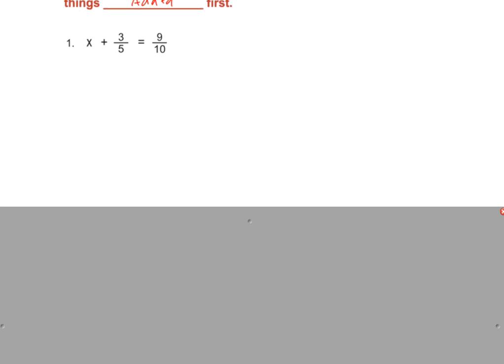So if we wanted to isolate the variable, what would we move? Somebody raise your hand. What would we move? Christina? Okay, we would move the 3/5. So how would you move the 3/5? We would add its opposite to both sides. Now, with a fraction, though, the vertical method is not the best method. We've been using the vertical method. With fractions, we want to use the horizontal method.